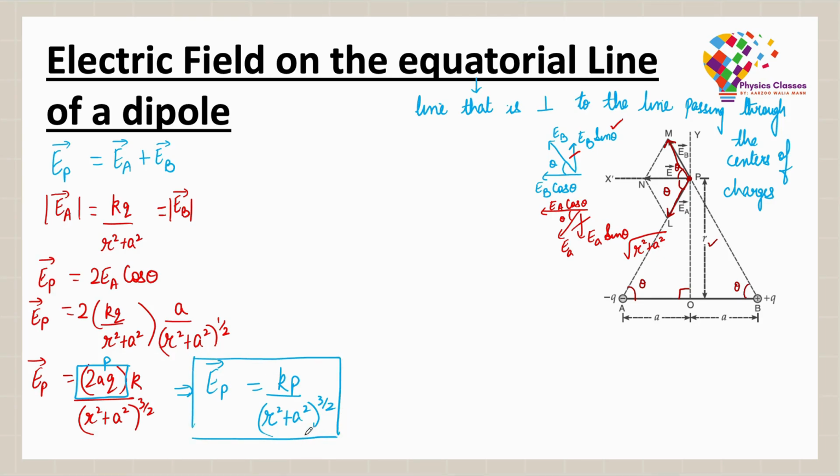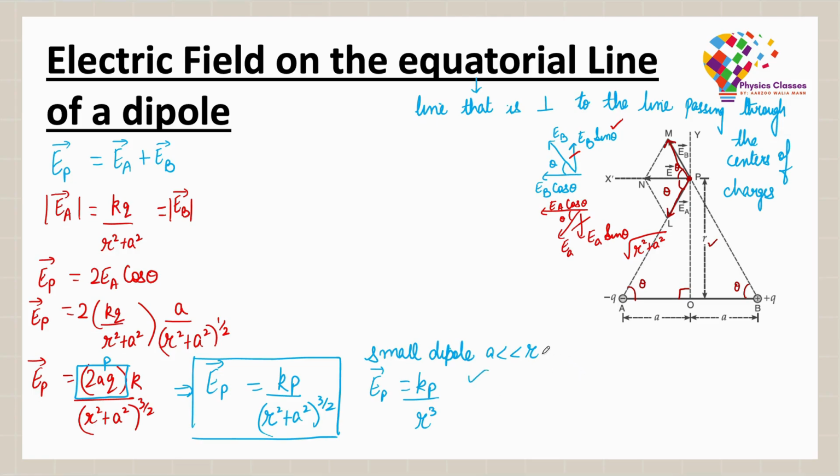Now, in case it's a small dipole, for a small dipole we can simply say that if A is much less than R, then in this expression, if A is small, I can just ignore the A, and then my EP becomes Kp by R cube, because R square to the power 3 by 2, so 2 and 2 get cancelled, and it is just R cube. Now this is applicable again only for a small dipole.